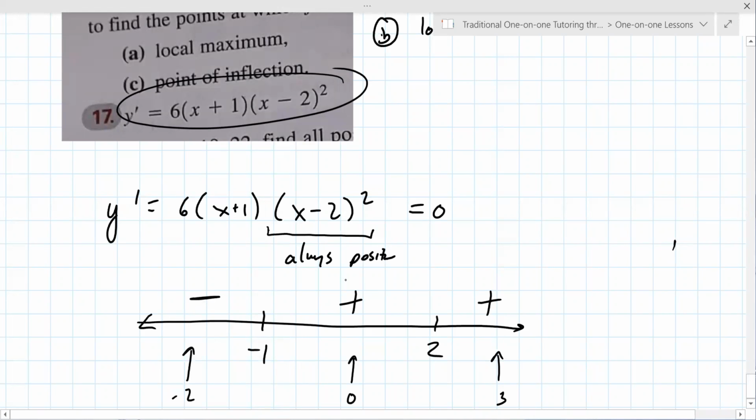Minus to a plus. It's a min. Yeah, if you can see, I'm trying to trace it out here. This is a min, and plus to plus is nothing, a horizontal tangent, right? Yeah, and same with minus to minus. It's a horizontal tangent, but it's nothing.